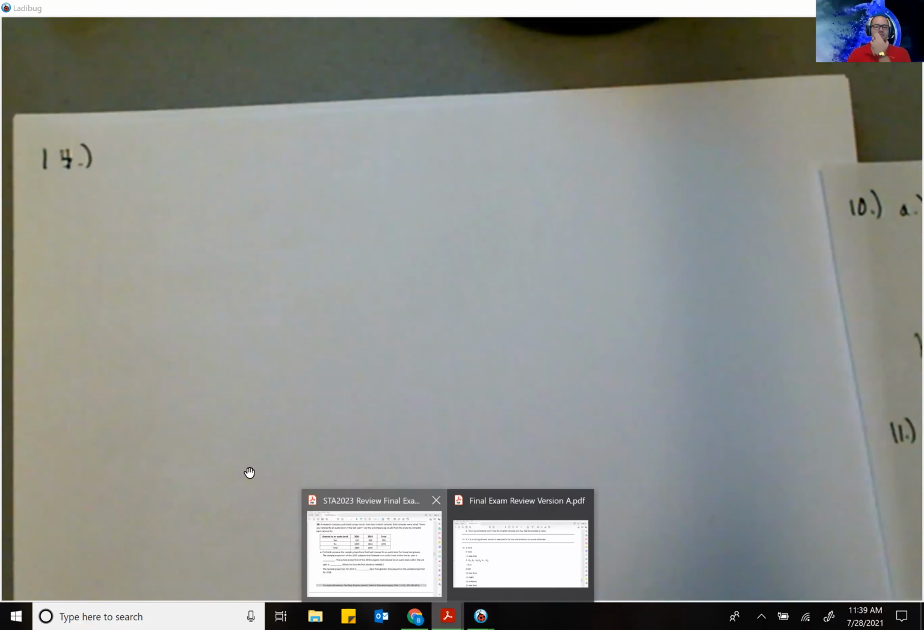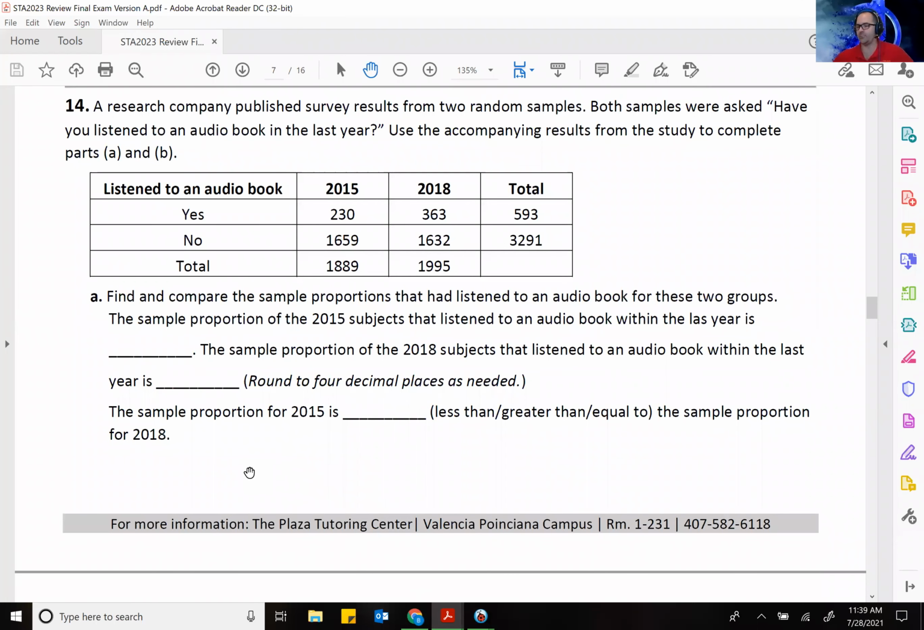So in here it says the sample proportion, and this is still part A. The sample proportion for 2015 is blank. The sample proportion for 2018 is less than, greater than, equal to. Less than. Less than, it is a smaller number.